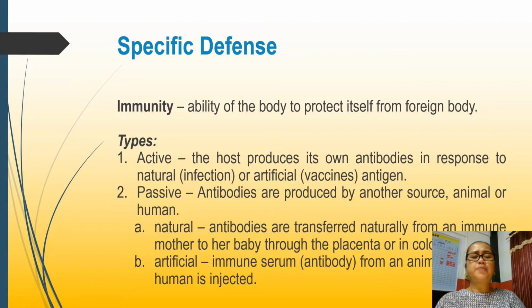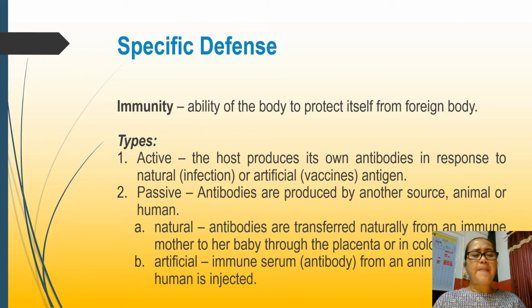Okay, then is your passive. Passive antibodies are produced by another source, such as an animal or human. We have passive natural and passive artificial. In passive natural, your antibodies are transferred from an immune mother to her baby through the placenta or in colostrum. Colostrum is the yellow colored milk produced by the mother, firstly produced during the first attempt of breastfeeding. That is why breastfeeding is best for babies.